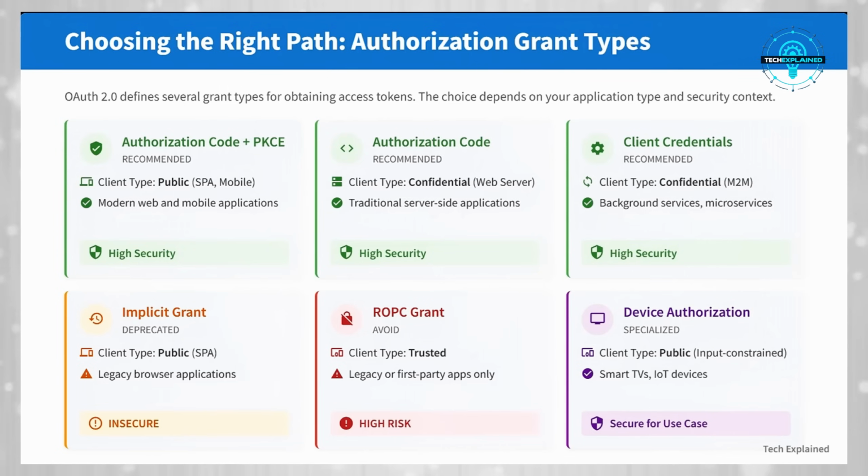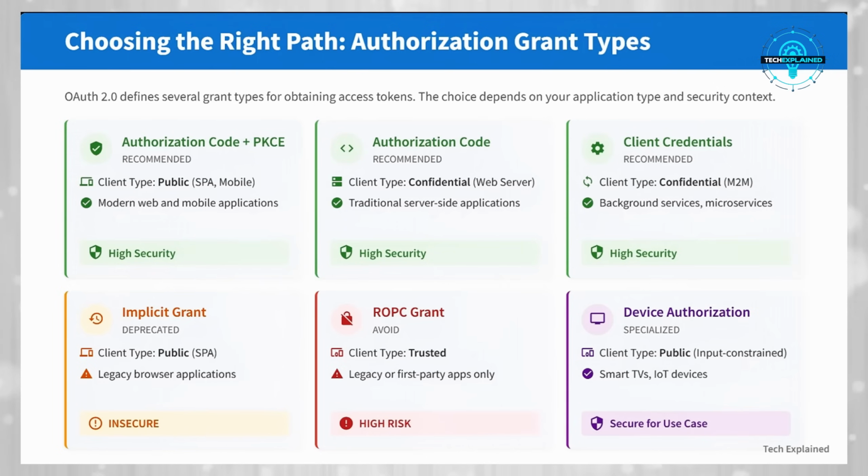For non-interactive machine-to-machine scenarios where there's no user involved, like background services or microservices calling each other, the client credentials grant is the appropriate choice. The implicit grant and resource owner password credentials grant are considered legacy flows that should be avoided in new applications due to significant security vulnerabilities.